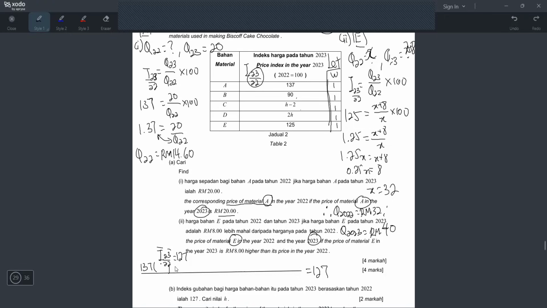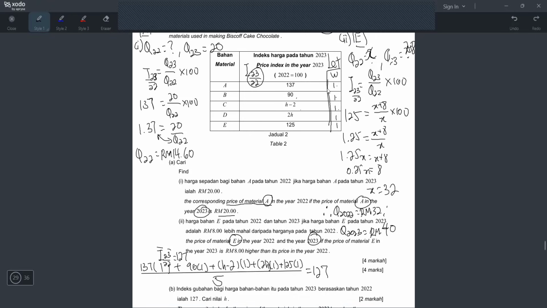So I will just put 137 times 1 plus 90 times 1 plus h minus 2 times 1 plus 2h times 1 plus 125 times 1. Of course, you can only do this when the question doesn't give weightage. Then it means they have the same weightage, the same percentage, same contribution, right? And then don't forget to divide by the total weightage, which is 1 plus 1 plus 1 plus 1 plus 1, which is 5, right?